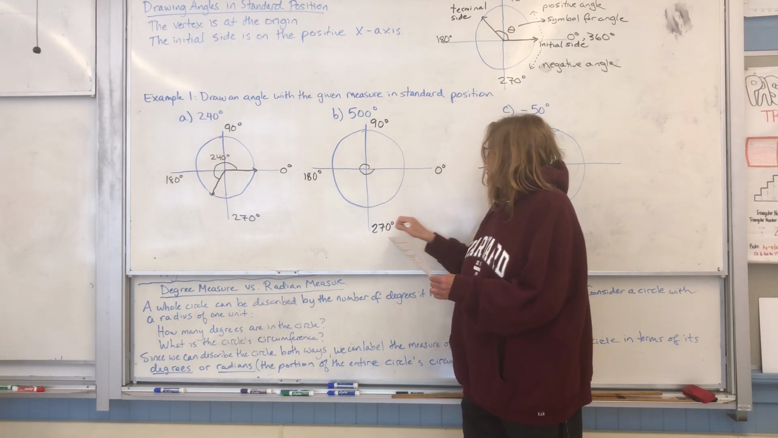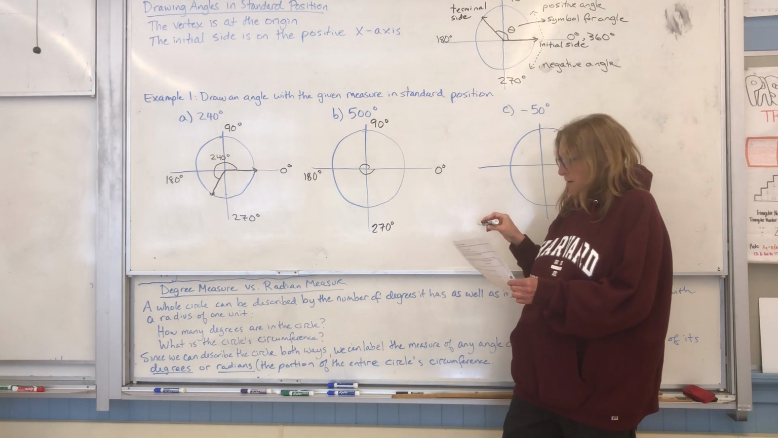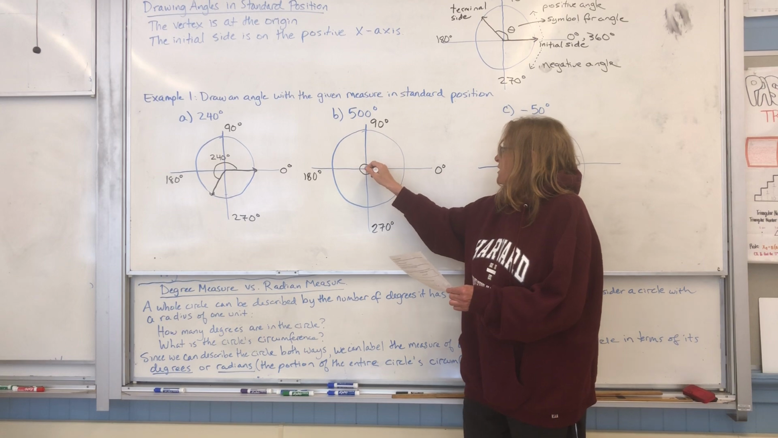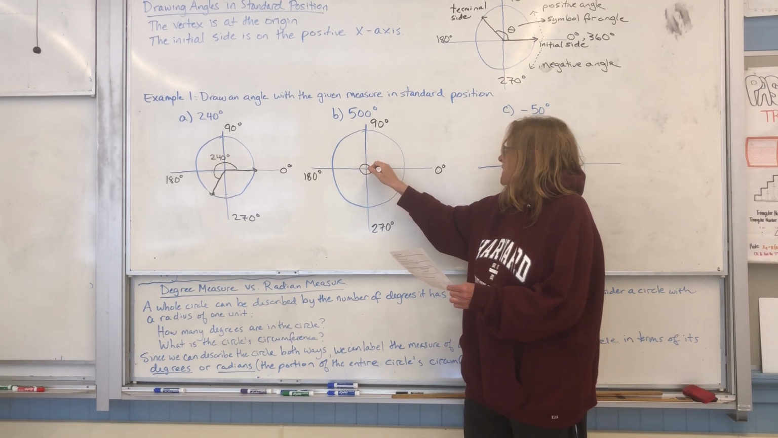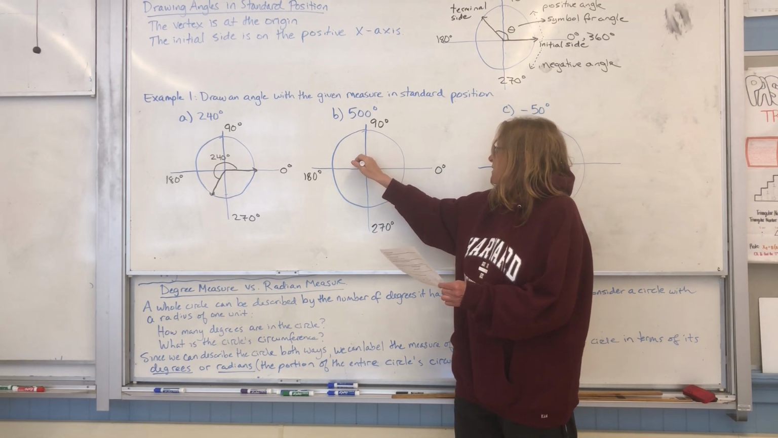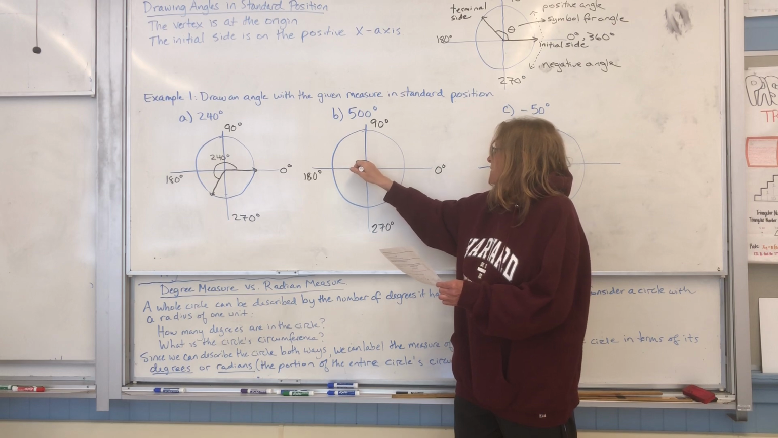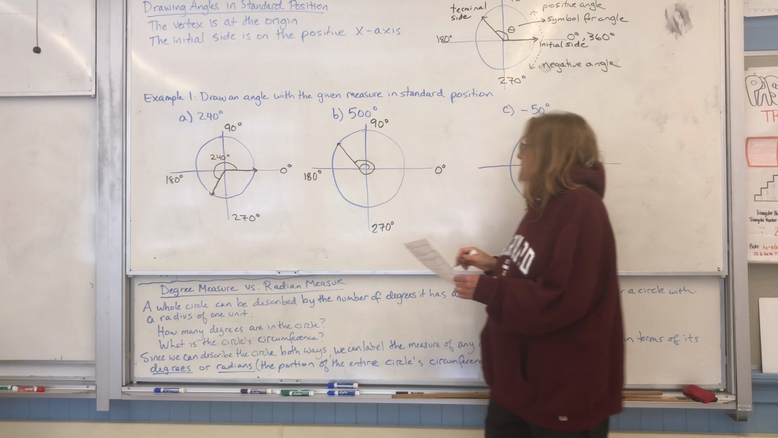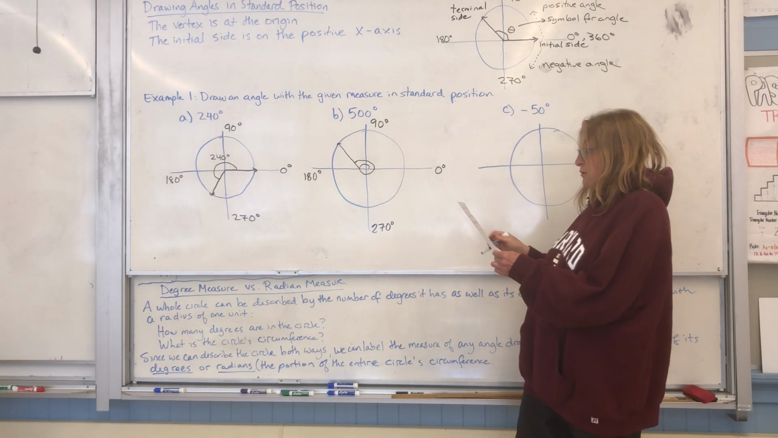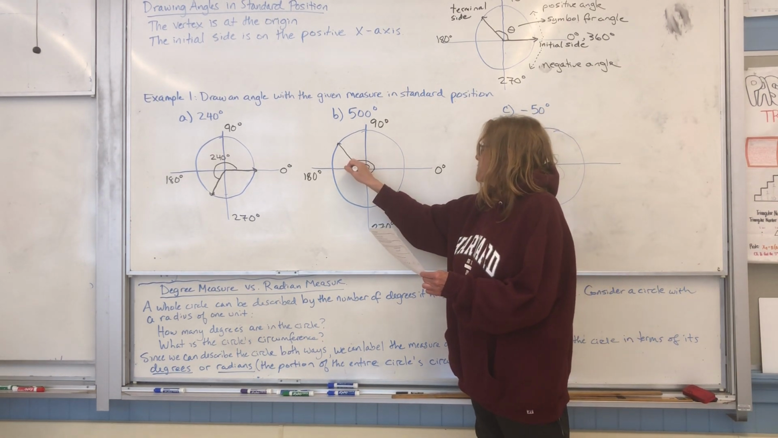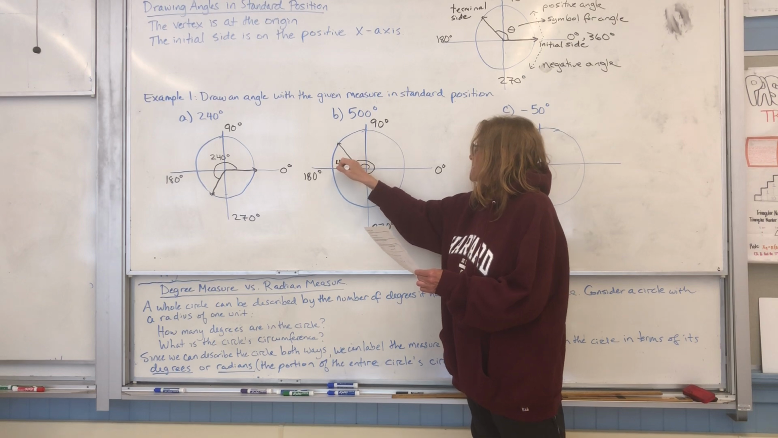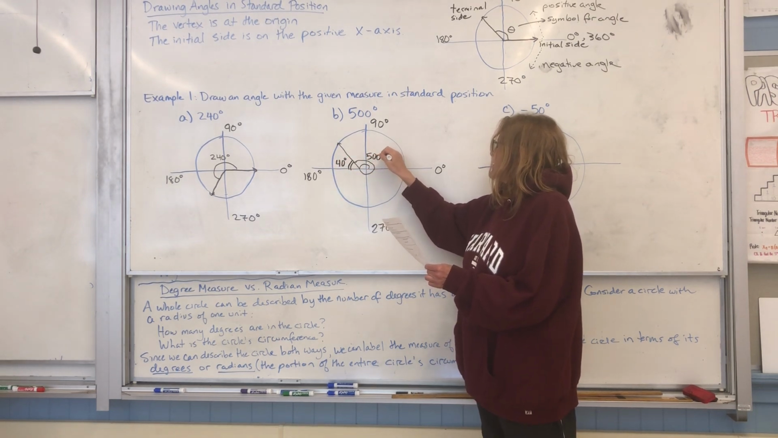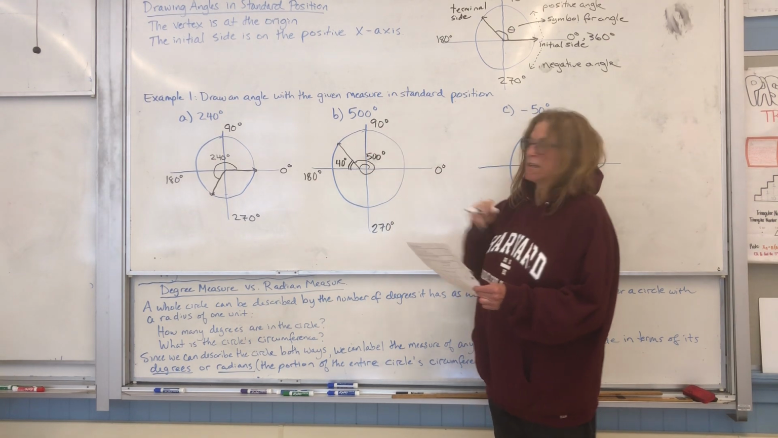I need to go another 140, right? So that I'll land at my terminal side. So this represents 360, and then another 140 right there. Right, so that's now the terminal side. So notice this is 40 degrees. And we can say that this is 500 degrees because I've gone around once and then another 140.